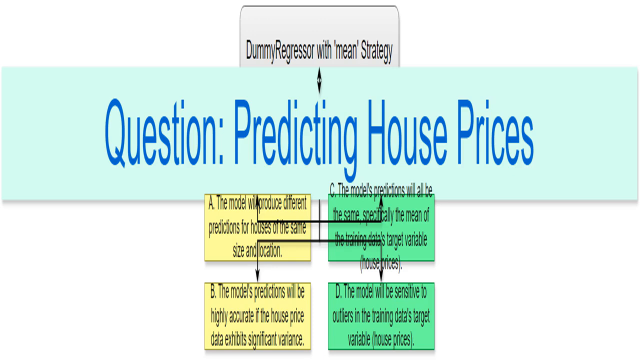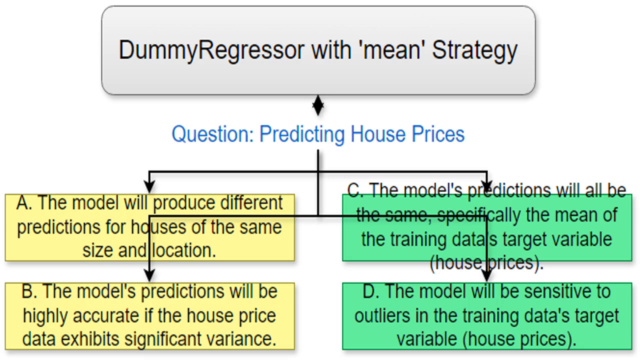This question challenges you to understand how a simplified model, called DummyRegressor, with a mean strategy, predicts house prices. I'll explain that strategy in the next rows. This refers to a machine learning model from the Sklearn library. It's a super simple model. It doesn't actually learn anything complex. Instead, it predicts the same value for every house, the average price from the training data. I'll explain this more concretely in the next steps.